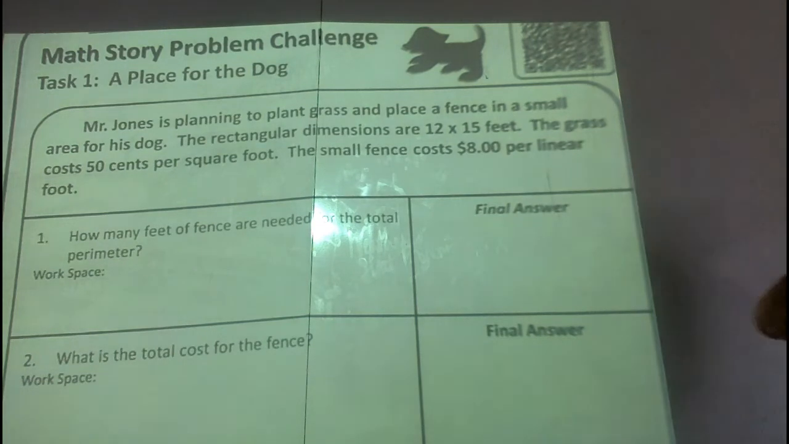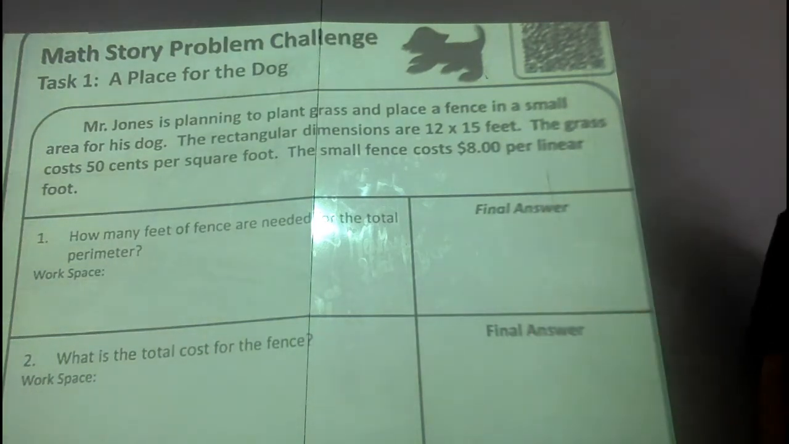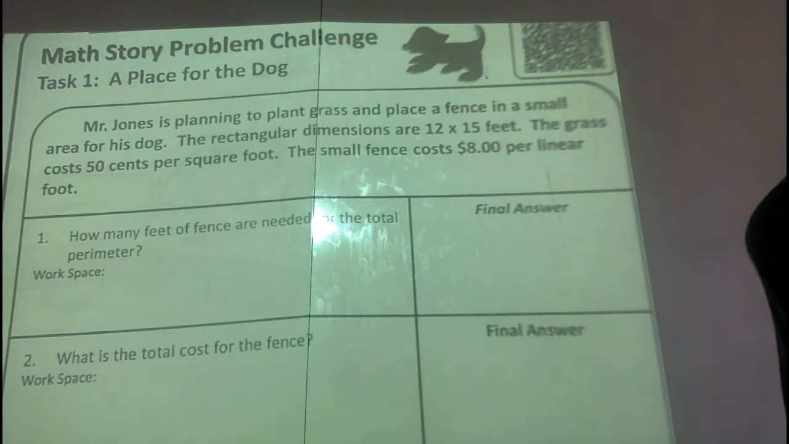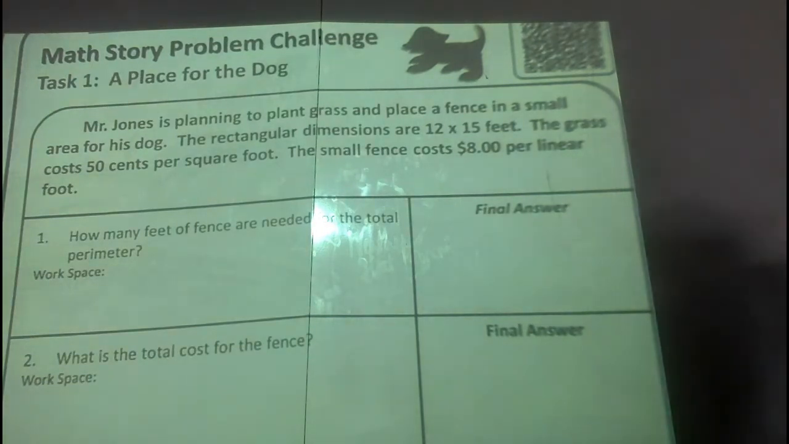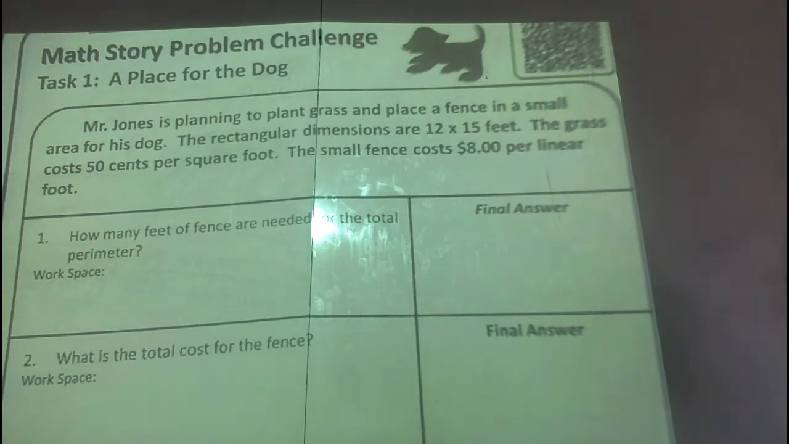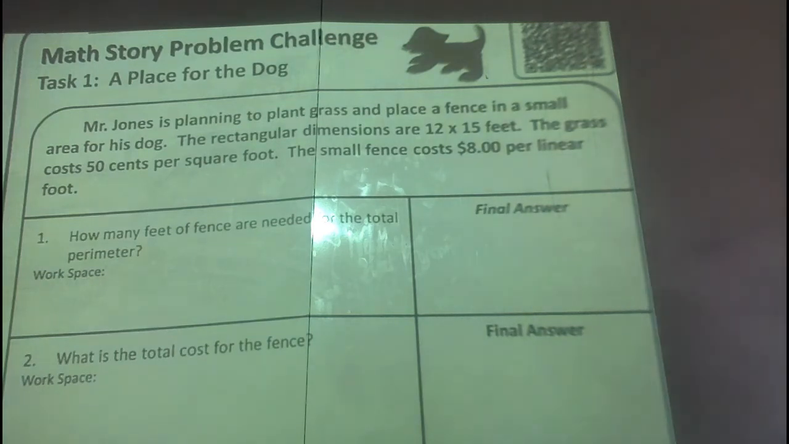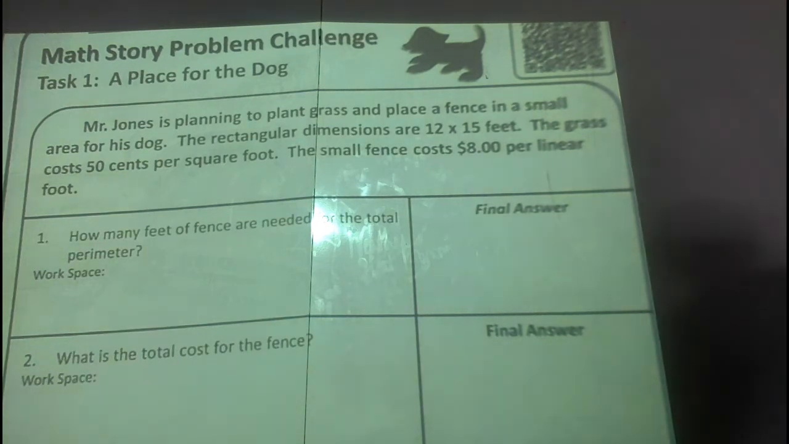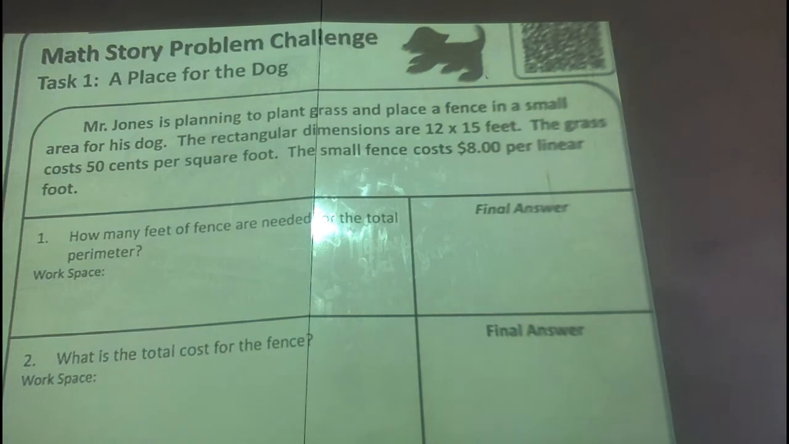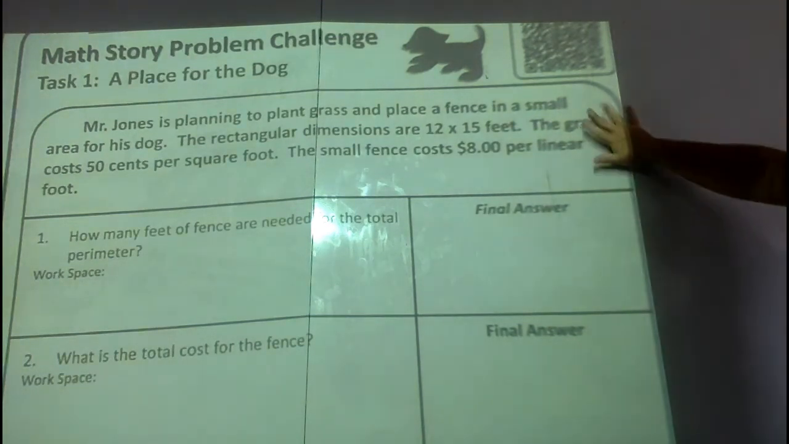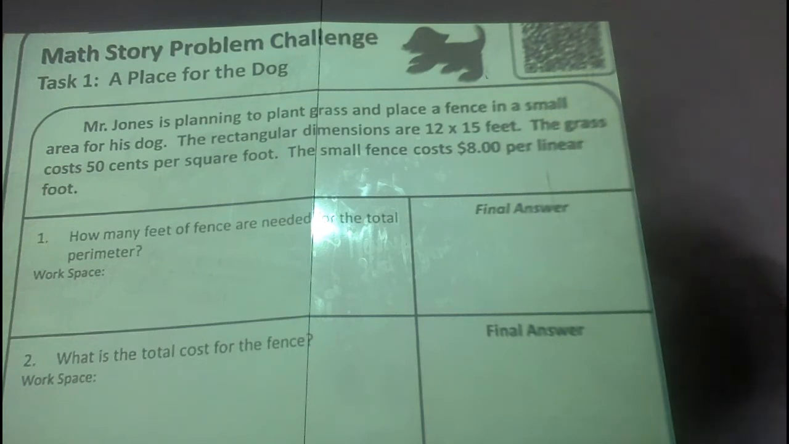So for the word problem, it's always good to go ahead and read it twice. So I'm going to go back and read it again before we start on our questions that go along with the word problem. Mr. Jones is planning to plant grass and place a fence in a small area for his dog. The rectangular dimensions are 12 by 15 feet. The grass costs 50 cents per square foot. The small fence costs $8 per linear foot. And that's the end of the beginning of the word problem. Now we're going to go to problem 1.